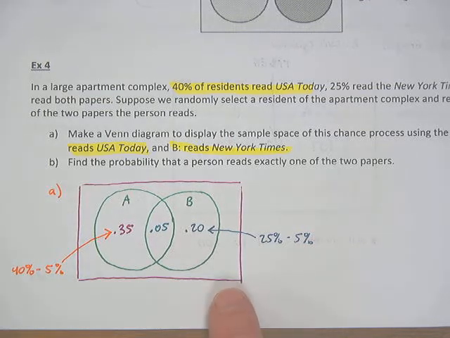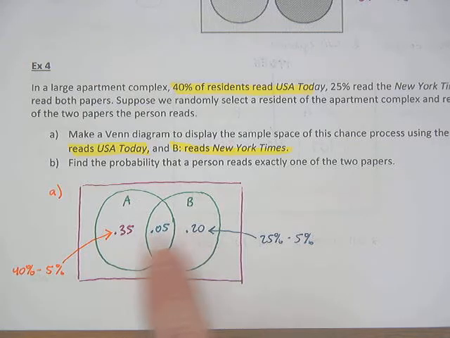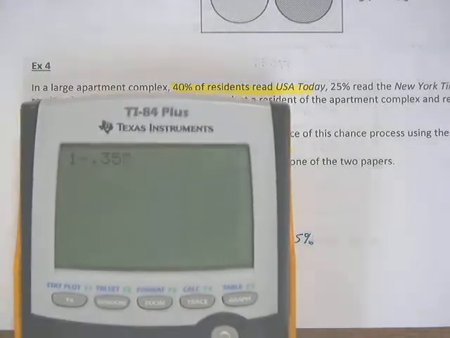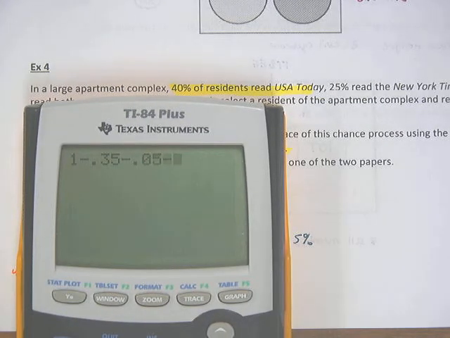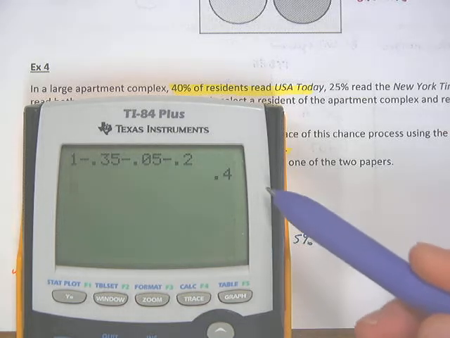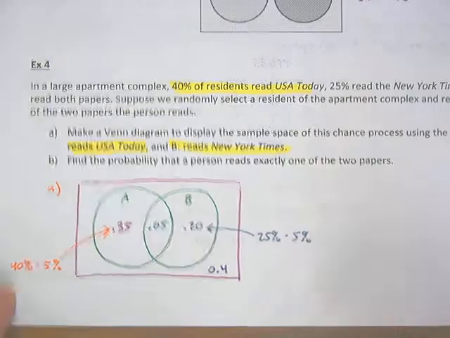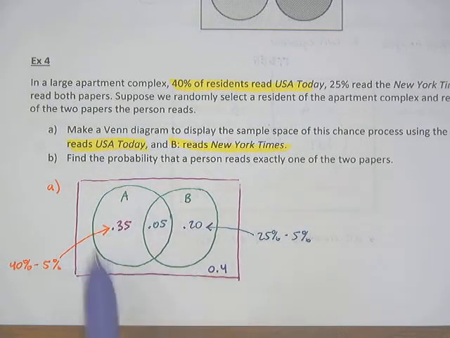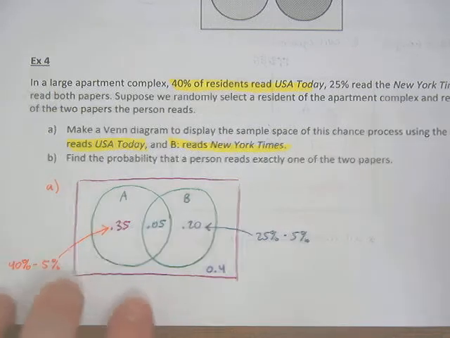I want you to take a second then and see if you can figure out what percentage reads neither of these papers. Think about what all of these would have to add up to if we're talking about percentages. All the numbers need to add up to one whole, or 100%. So if you'll take one whole and subtract out 0.35 and 0.05 and 0.2, you'll find that 40%, or 0.4, read neither paper. So if it says to construct a Venn diagram, you're not really done until you've actually included this number that's in neither set. So let's do part B.